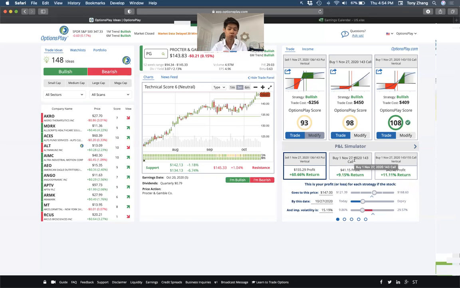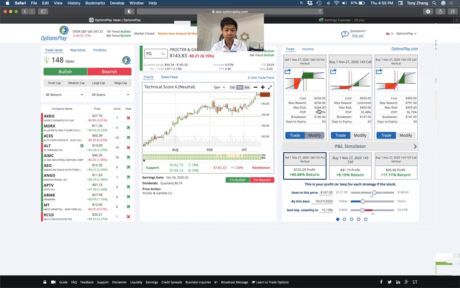Right now, Procter & Gamble's trading at about 19 vol. Let's say it trades down to about 15% vol. What does my P&L look like? As you can see here, if I sold the credit spread, I'm looking at about a 60% return on my capital. I'm risking $444 to potentially make 256.